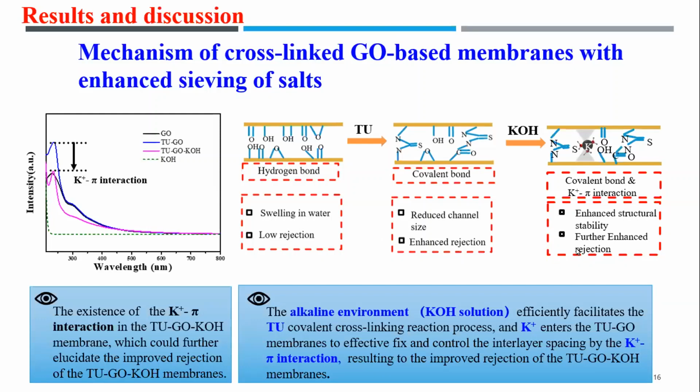The alkaline environment of potassium hydroxide solution effectively facilitates the SiO2 covalent cross-linking reaction process, and potassium ions can enter the SiO2-graphene oxide membrane to effectively fix and control the interlayer spacing by the potassium ion-pi interaction, resulting in the improved rejection of the SiO2-graphene oxide potassium hydroxide membrane.